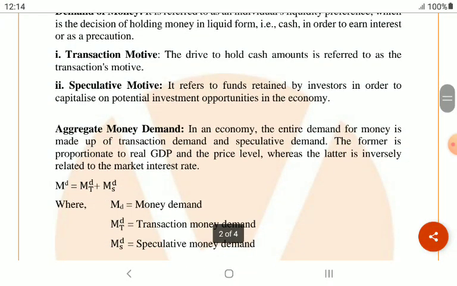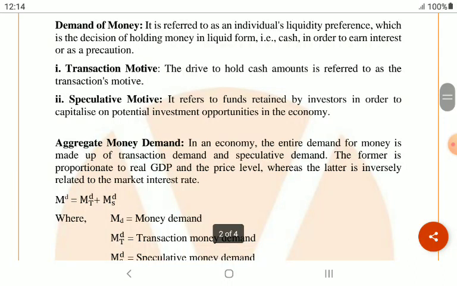Next is demand for money. It is referred to as an individual's liquidity preference, which is the decision of holding money in liquid form, cash, in order to earn interest or as a precaution. The transaction motive is the desire to hold cash amounts for transactions. The speculative motive refers to funds retained by investors in order to capitalize on potential investment opportunities in the economy.